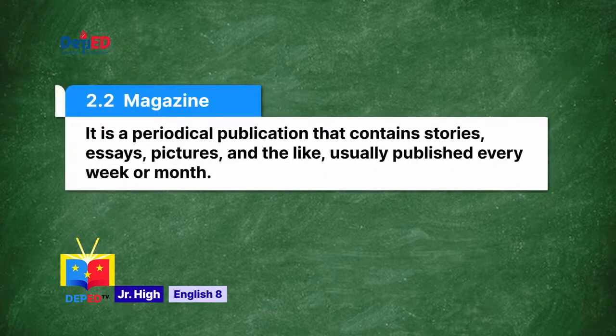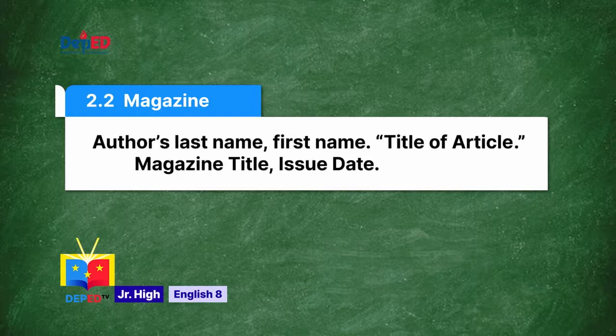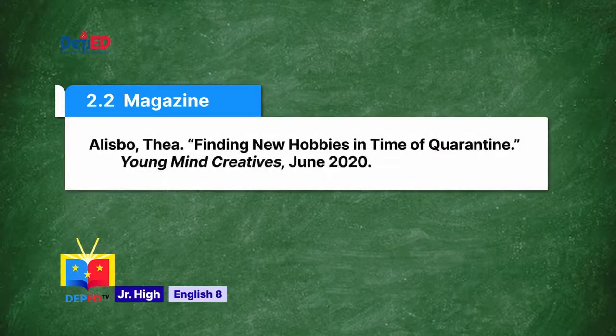Next, we have magazine. It is a periodical publication that contains stories, essays, pictures, and the like, usually published every week or month. This is the format in writing a magazine bibliography. Write the author's last name, comma, and then the first name, period, open quotation mark, title of the article, period, close quotation mark, magazine title, comma, issue date, period. Here's an example of a magazine bibliography.